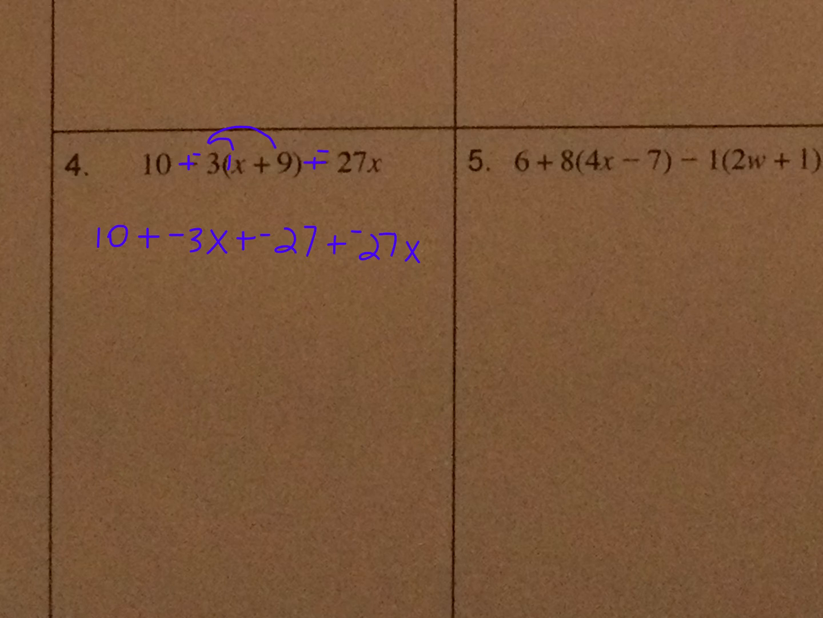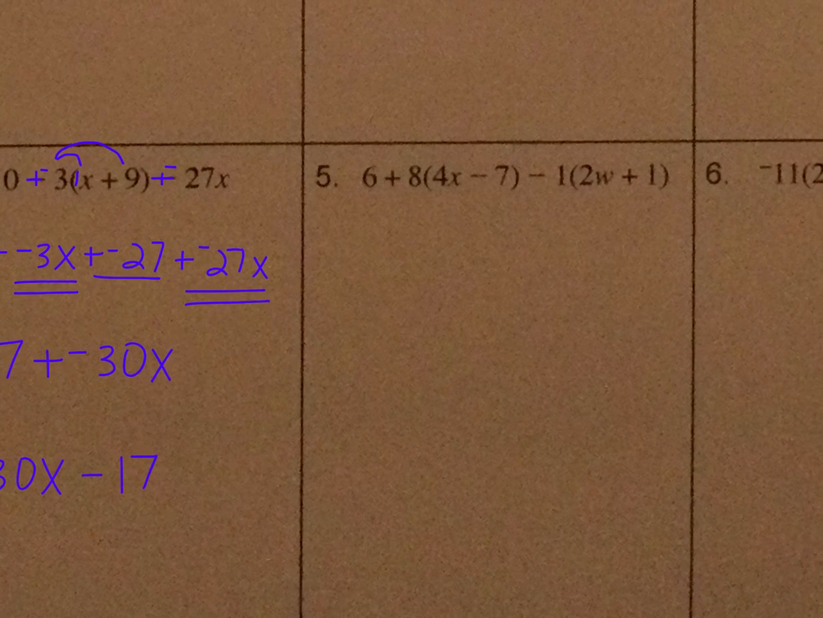Now let's see who has the last names. I'm going to start with the 10. He matches 10 plus negative 27. That's a negative 17. Negative 3x plus negative 27x. That makes a negative 30x. Now, if you lived in perfect happy math land, you would actually write negative 30x minus 17. But either way, I would count as correct because it is the correct answer.